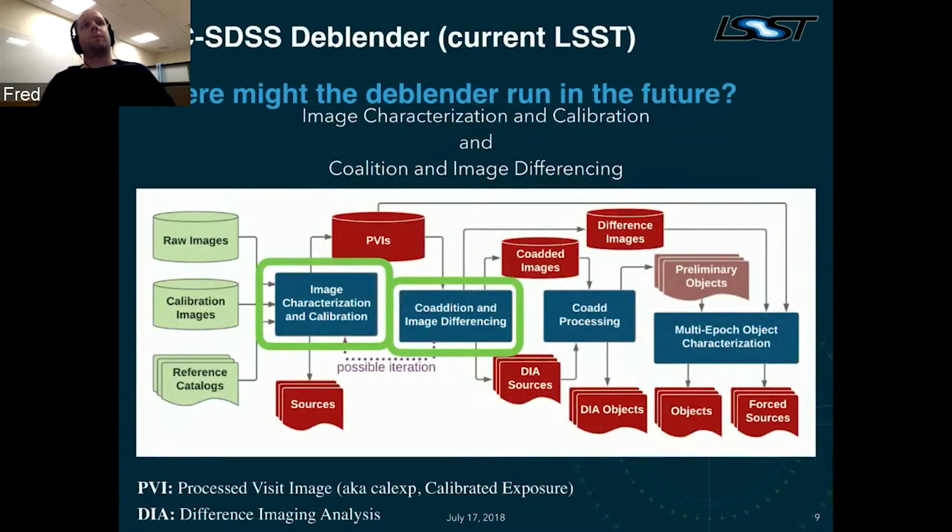So where might the deblender be run in the future? In addition to the coadd processing and the multi-epoch object characterization, we may also throw deblending into the image calibration and the image differencing. And so we'll see a little bit later, if we want to do anything in crowded fields, then there may be some iterative process in here that includes deblending.